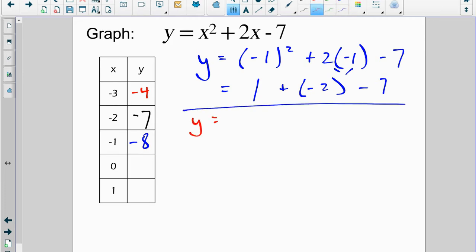Next, my x value is 0. So 0 squared plus 2 times 0 minus 7. Well, I know that 0 times 0 is just 0. 2 times 0 is just 0. And 0 plus 0 minus 7 is negative 7.